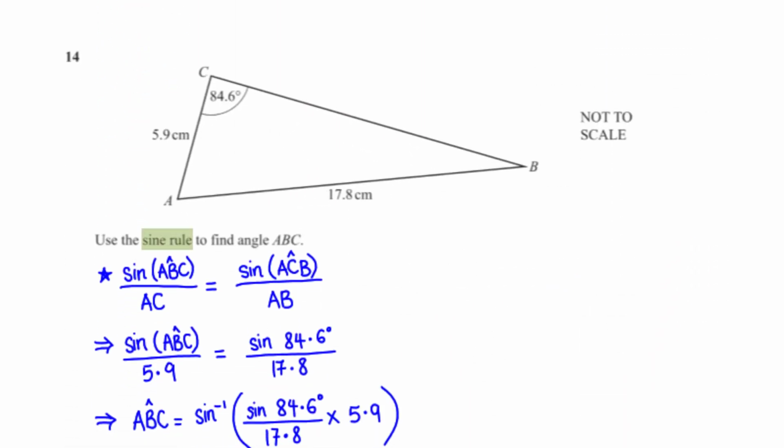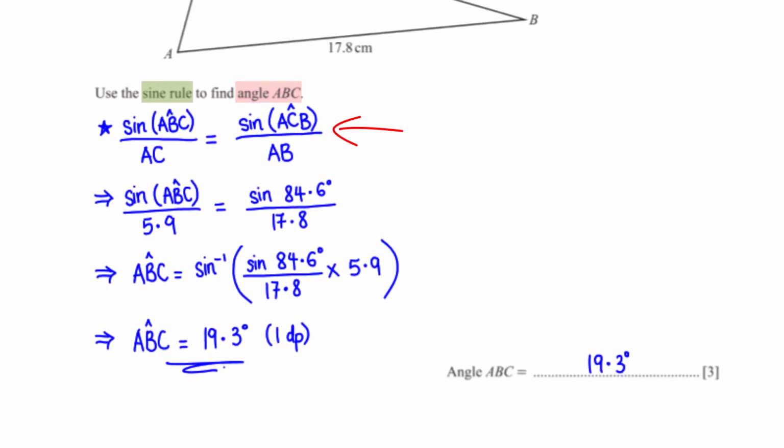Use the sine rule to find angle ABC. So by applying the sine rule to this triangle, we have sine ABC divided by AC is equal to sine ACB divided by AB. So by further simplifying this, we get ABC is equal to sine inverse of sine 84.6 degrees over 17.8 times 5.9. So when we type this into the calculator, we get the value of angle ABC as 19.3 degrees, correct to one decimal place.